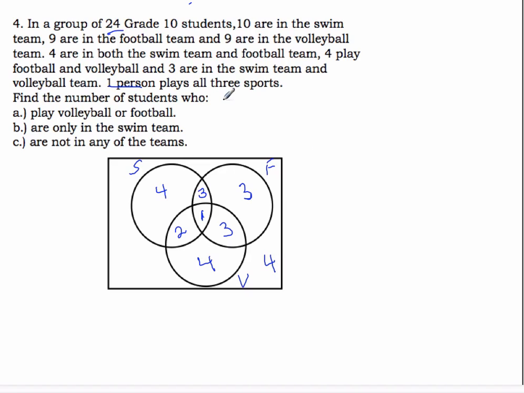Okay, now we can go ahead and answer the questions. Find the number of people who play volleyball or football. So we just add up all these numbers, volleyball or football. I get 10 here, plus 6 is 16. The number of players who are only on the swim team, that would be this region right here, that's 4. And the number of players who are not on any of the teams, well, that's going to be 4 as well.